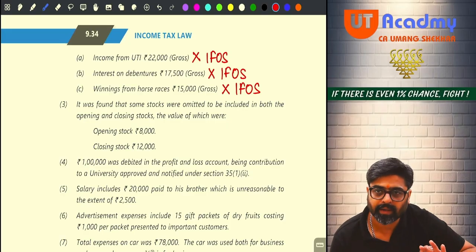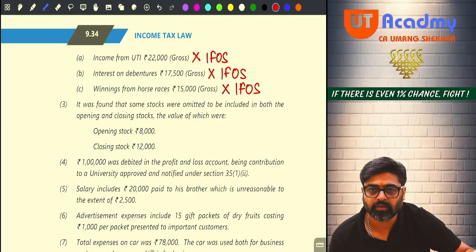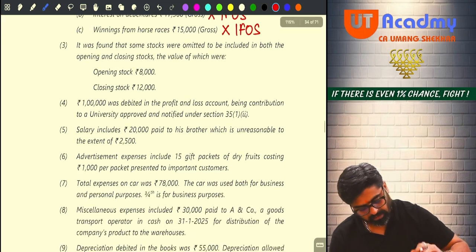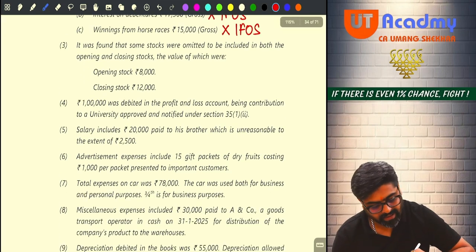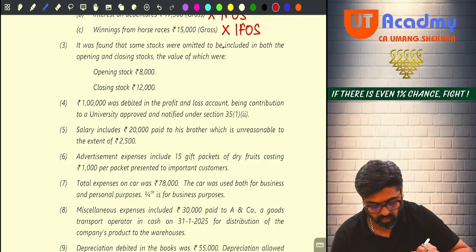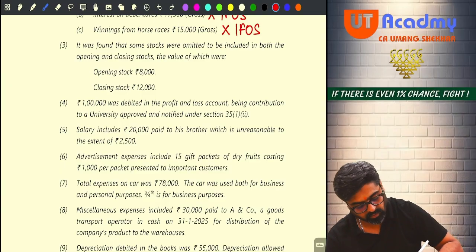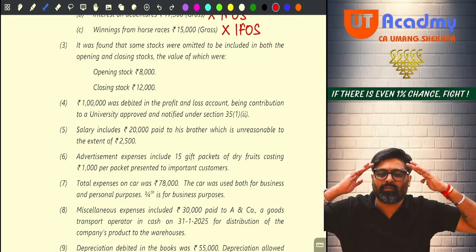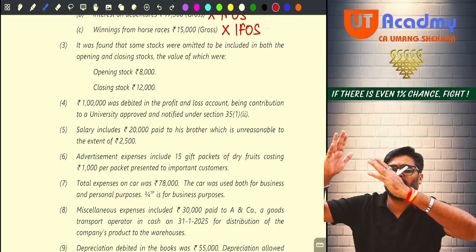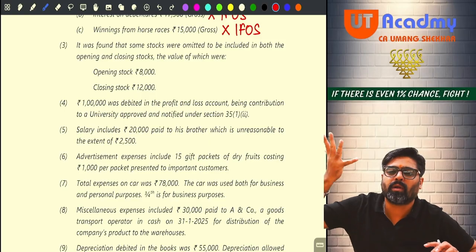Okay. Now pay attention. Keep your calculator aside right now. It was found that some stocks were omitted to be included both in the opening and closing stock, the value of which are opening stock 8,000 and closing stock 12,000. Think from the point of view of debit side. Debit side 8,000 not recorded.